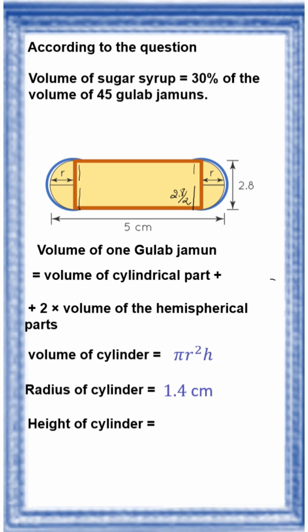Height of the cylinder, how can you calculate? Full length of the gulab jamun is 5 centimeter minus the two radii, that is 2 into 1.4, which is equal to 2.2 centimeter.